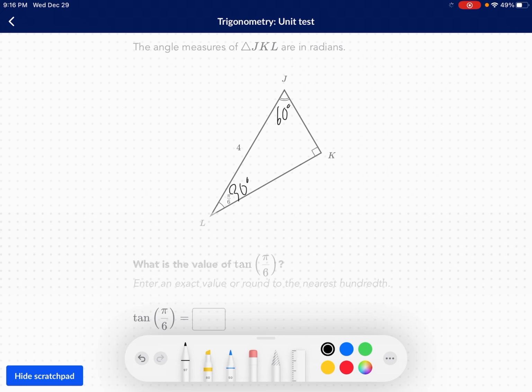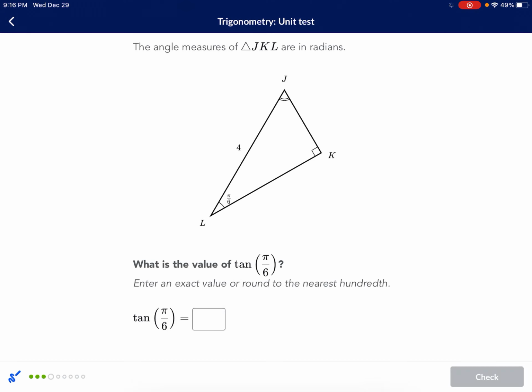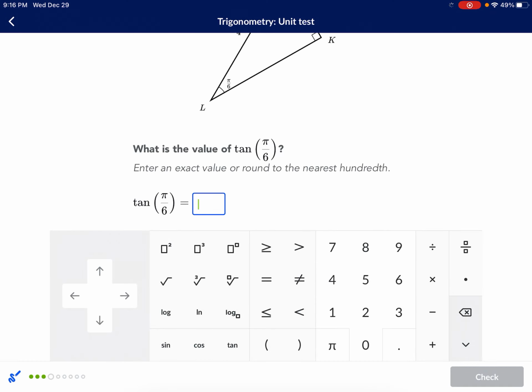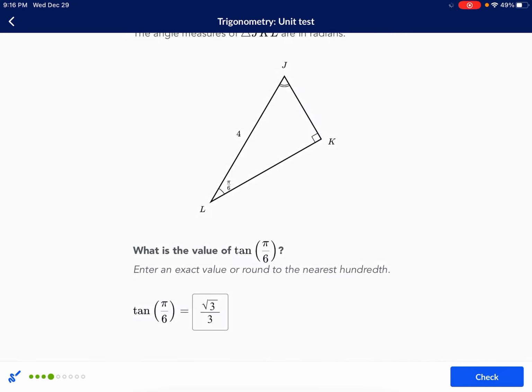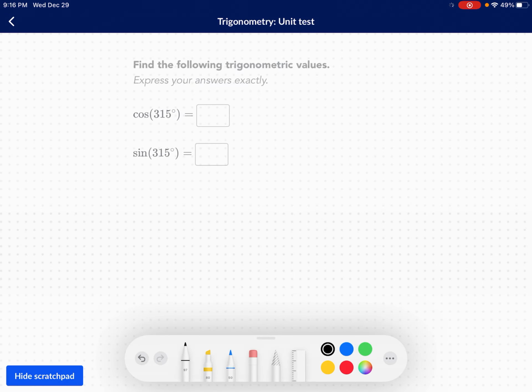Okay, this is just a 30-60-90 triangle. So this 30 degrees is 60. The side opposite to 30 is half of the hypotenuse, so this is 2, and this is 2 root 3. Tangent of pi over 6 is opposite over adjacent, 2 over 2 root 3. This equals 1 over root 3, that's root 3 over 3. Nice. Okay.